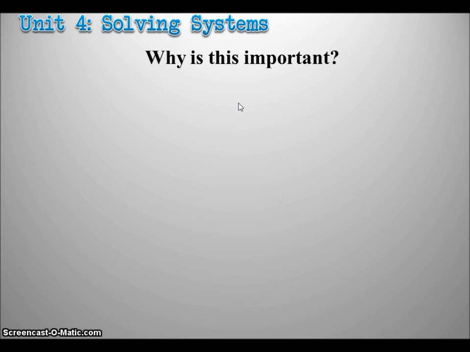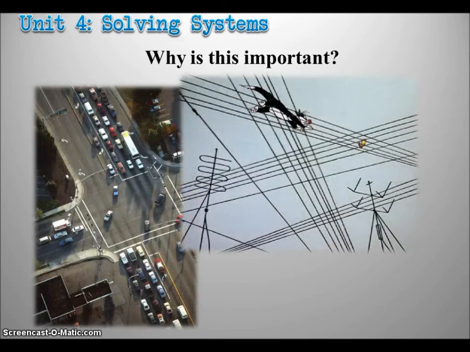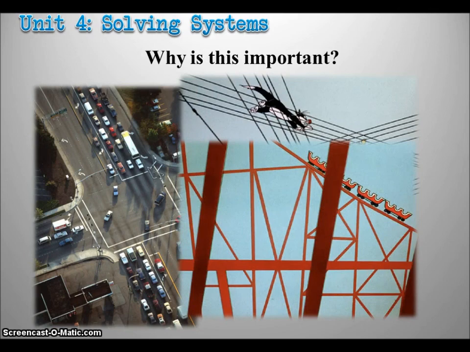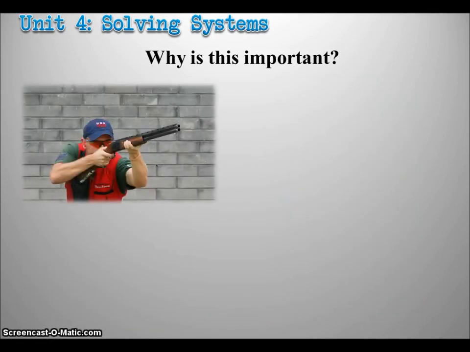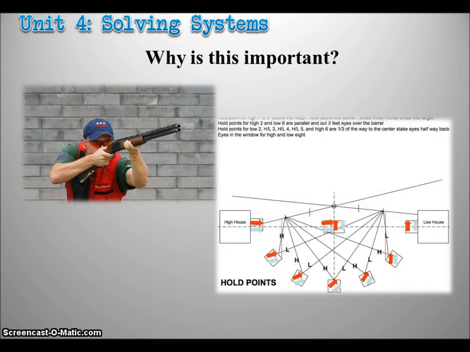Well, intersecting lines are everywhere around you, which means intersecting points are everywhere around you also. Take skeet shooters, for example. As the clay discs fly in the air, skeet shooters must shoot them down, aiming for that point of intersection between the bullet and the clay disc.